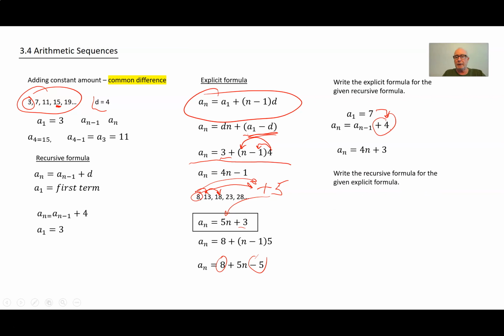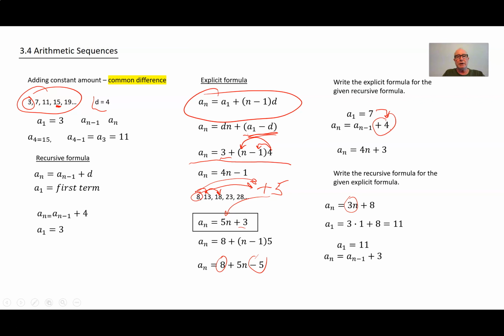Okay, going the other way, write a recursive formula if we're given the explicit formula. So here's an explicit formula, a sub n equals 3n plus 8. First, we want to identify the first term. The first term is when n is equal to 1. So 3 times 1 plus 8 is 11. And then the 3, since that's in front of the n, that's our common difference. So we're adding 3 every time. So our recursive formula is a sub 1 equals 11, and a sub n equals a sub n minus 1 plus 3.